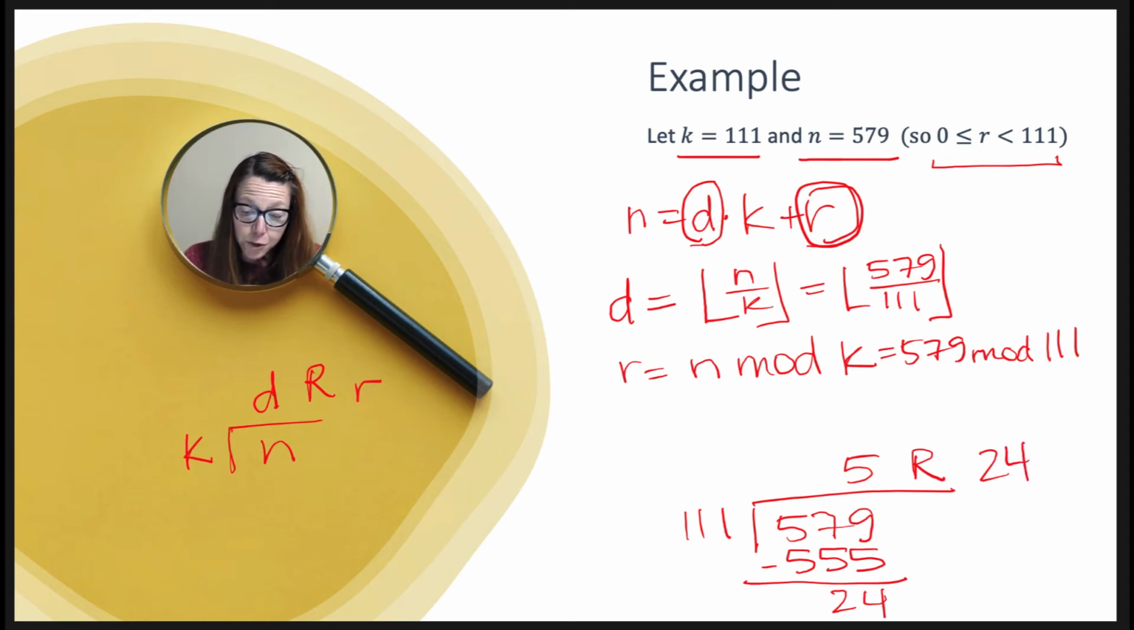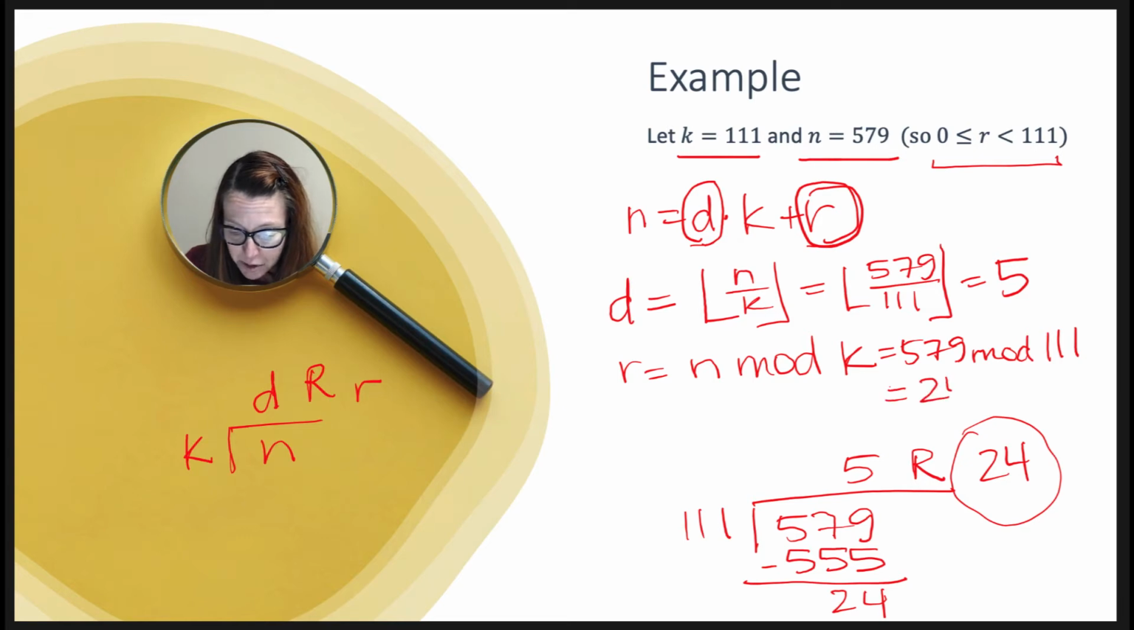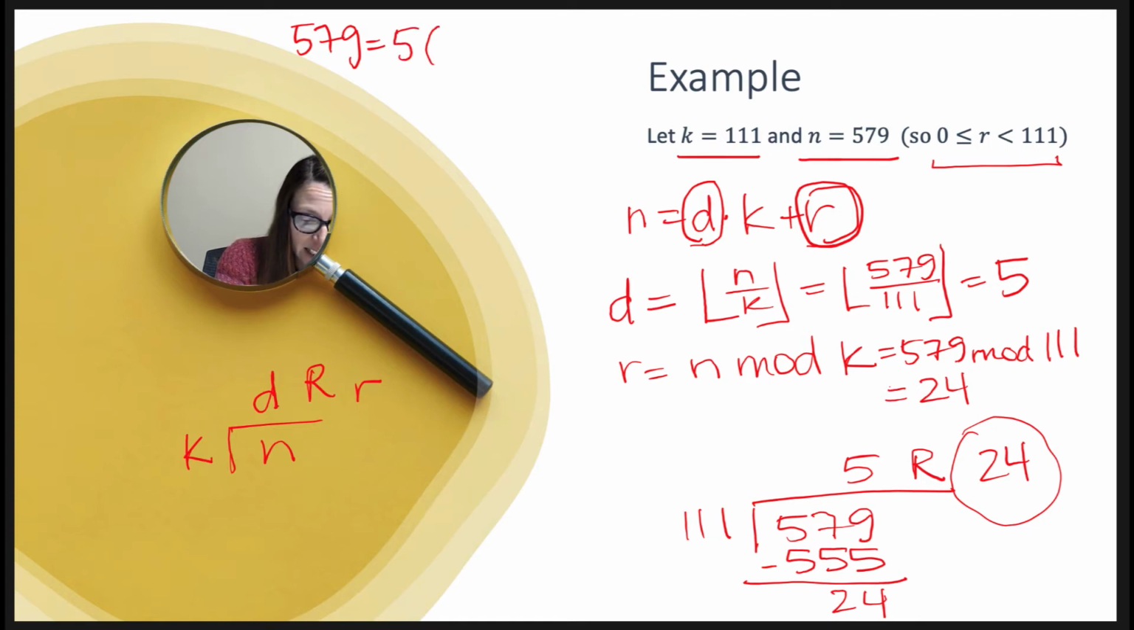And so the floor of 579 divided by 111 is going to be 5. 579 over 111 is 5 point something, so the floor of that is 5. And if I look at 579 mod 111, well, that is the remainder when I divide 579 by 111. And so our r is equal to 24. And so we know then that our number 579 can be expressed as 5 times 111 plus 24.